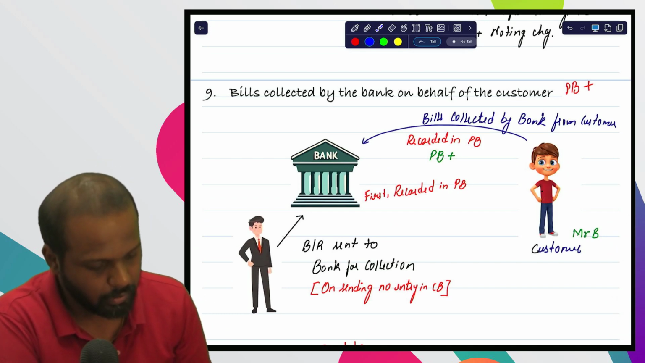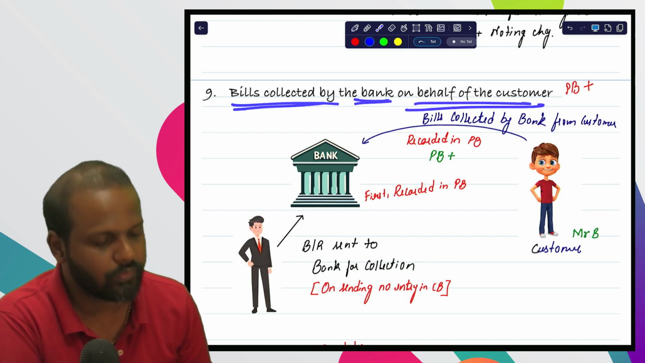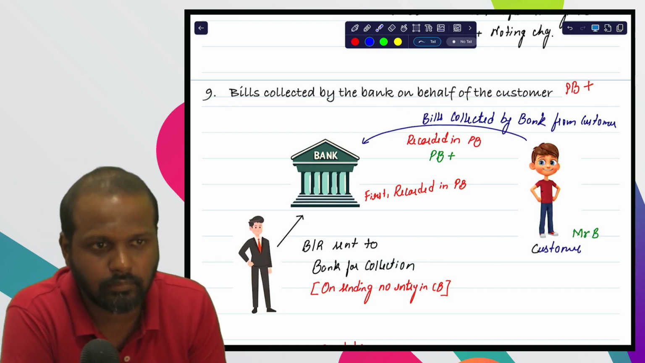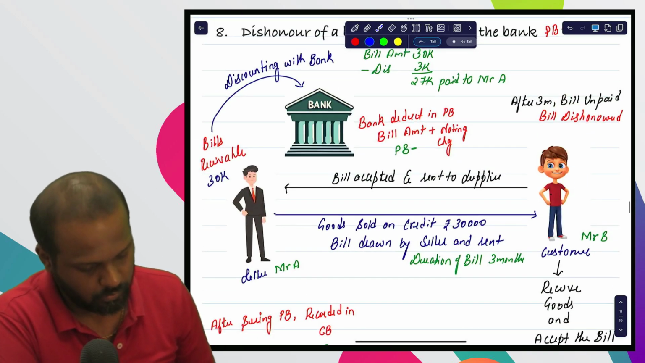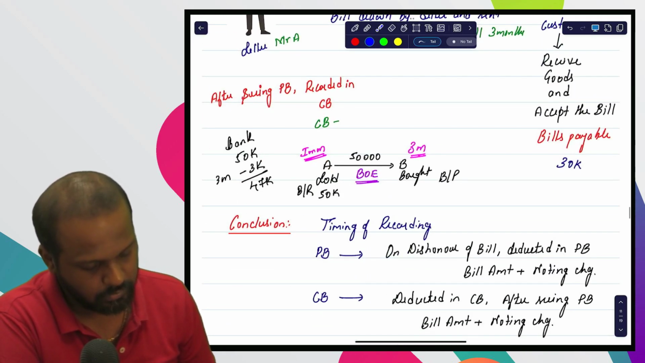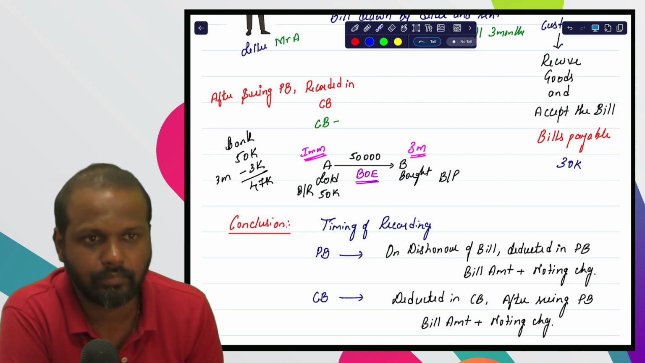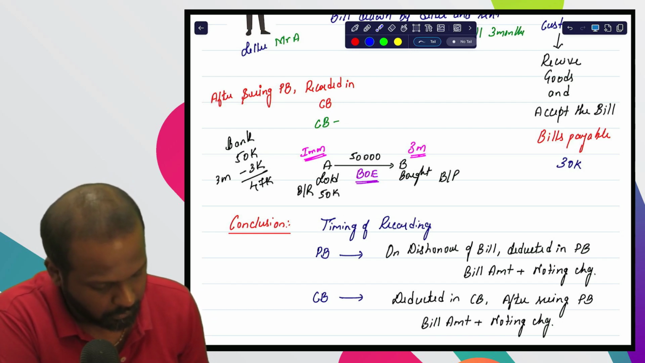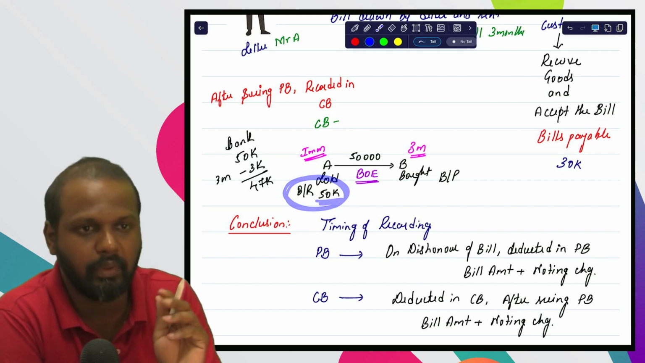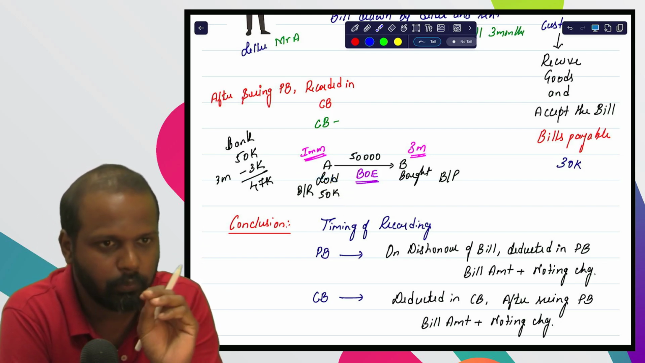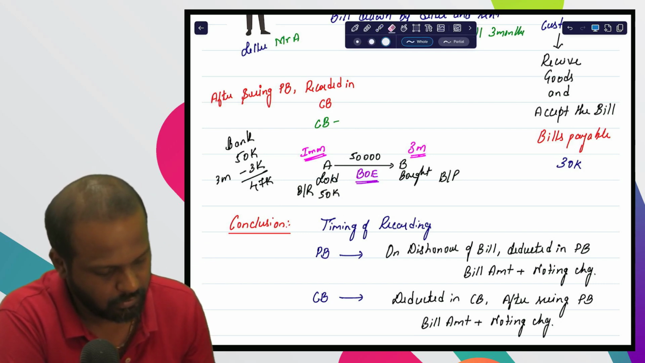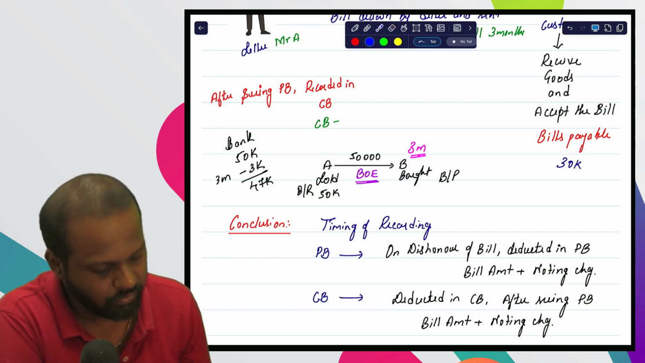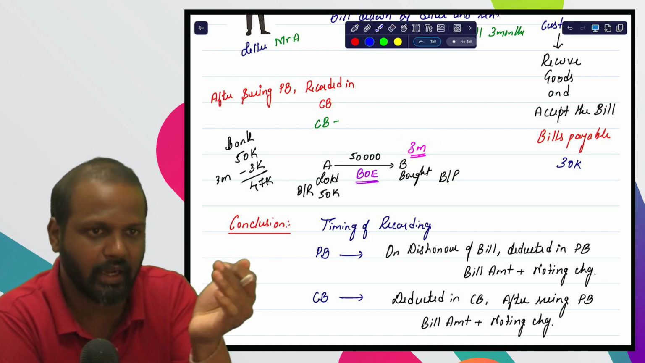Next, bills collected by the bank on behalf of the customer. Now see, take the same example. Let us say whatever bill A has is of 50,000 rupees, bills receivable of 50,000 rupees. Let us assume A doesn't want any money immediately. A can wait for a time period of 3 months, and after that he will collect the full 50,000 from B.